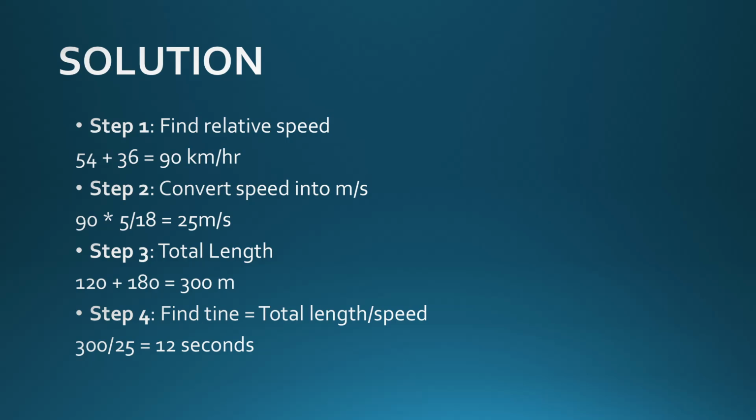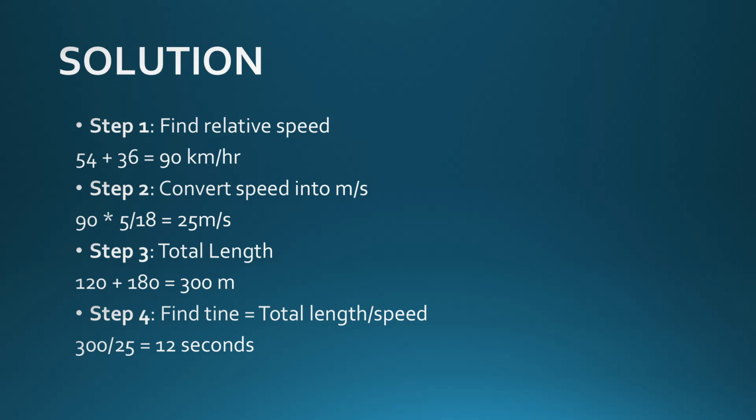Now the speed is given in kilometer per hour, but the length of the train is given in meter. So we'll need to convert the speed into meter per second. So step 2, convert speed into meter per second. To convert from kilometer per hour to meter per second, we multiply by 5 by 18. So 90 into 5 by 18 equal to 25 meter per second.